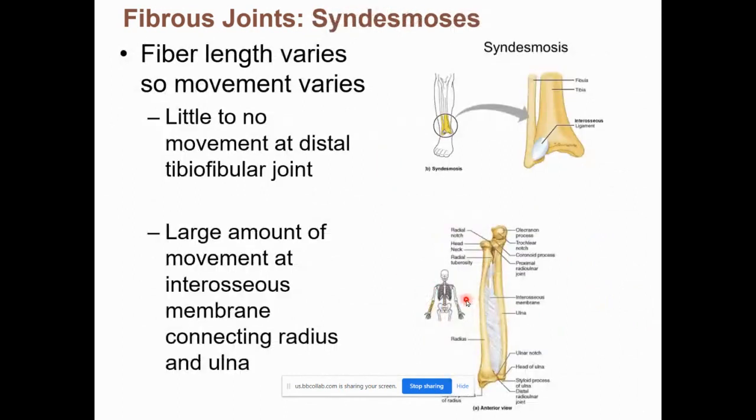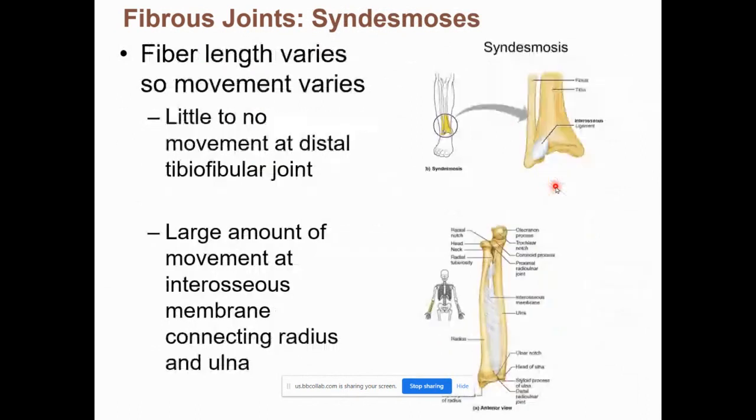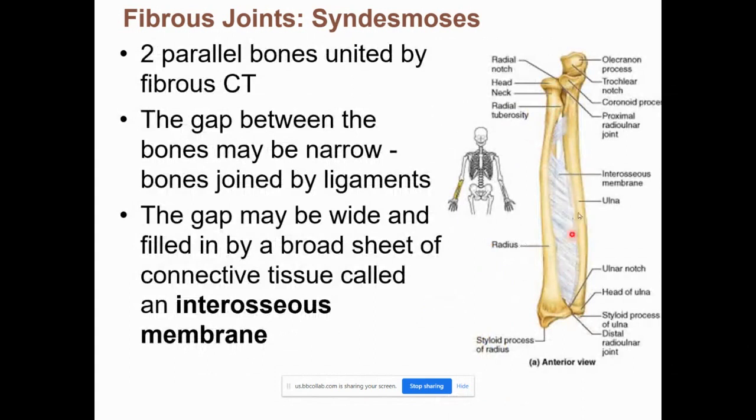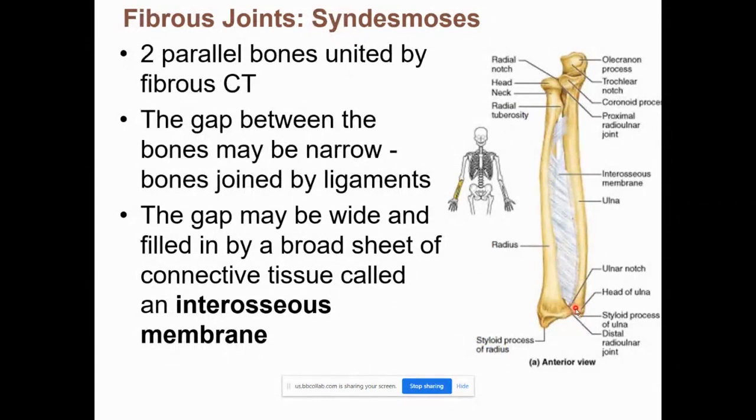It doesn't really work there. But with a fibrous syndesmosis, those occur between 2 parallel bones. And there's only 2 areas in the body where that happens: between the radius and ulna, like you see here, or between the tibia and fibula, which you see right there. So the joint that exists between those 2 bones is a syndesmosis. Now, are these movable? Are these immovable? It depends. It depends on the gap between the 2 bones.